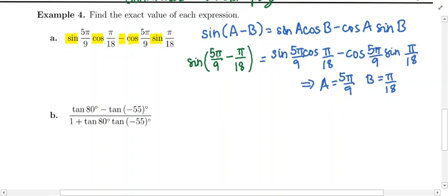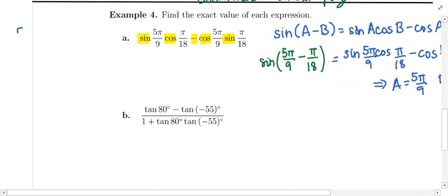What is 5 pi over 9 minus pi over 18? Well, I'm going to come over here and figure out what that angle is. We are subtracting two fractions, so we need a common denominator. Out of 9 and 18, we're going to pick the bigger one. We're going to make these two fractions over 18. The right fraction already has the correct denominator, so we're going to keep a pi in the numerator. We're not going to change it.